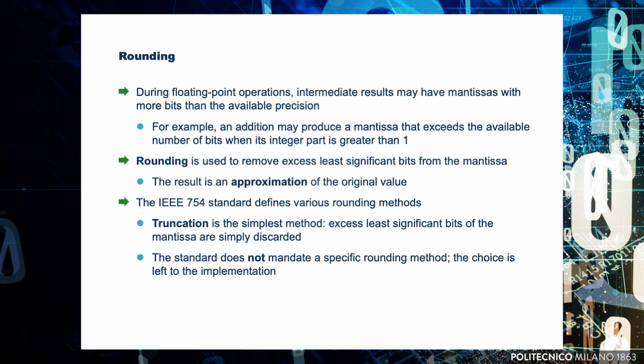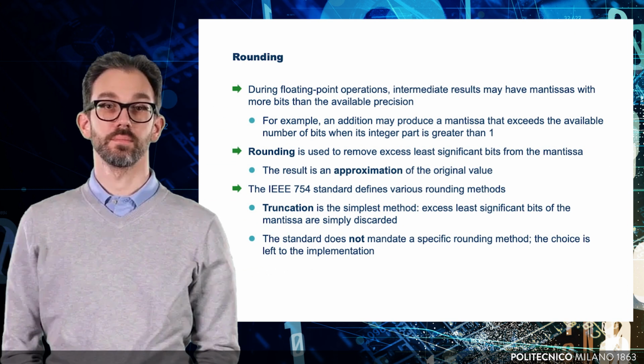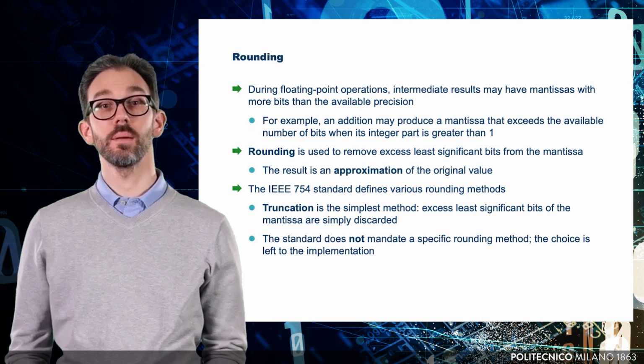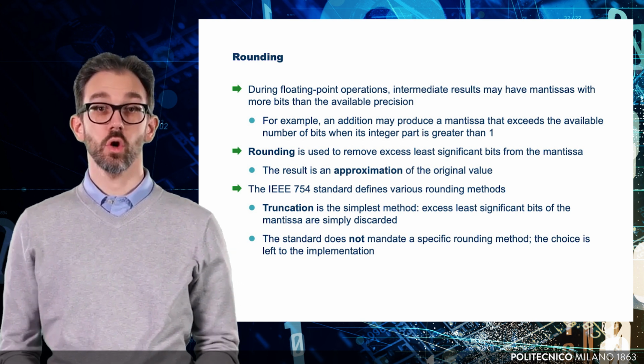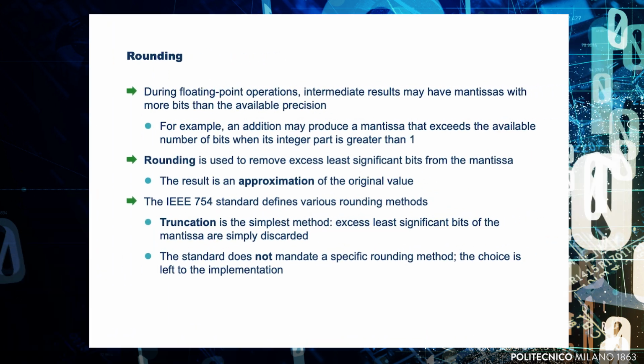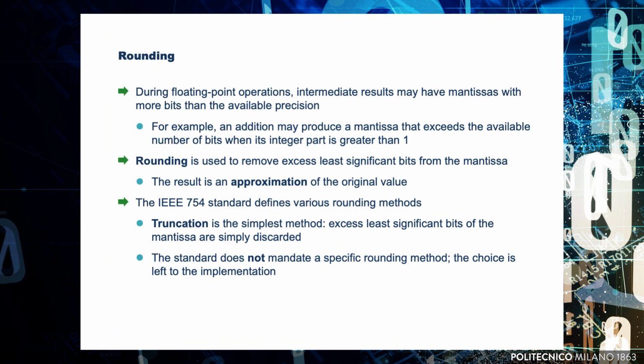During floating point operations, intermediate results often have mantissas with more bits than the available precision. This typically happens, for example, when addition produces a mantissa with an integer part greater than 1. In this case, the normalization right shift increases the number of fractional bits, causing the mantissa to exceed the available bit width. To handle this situation, we apply rounding.